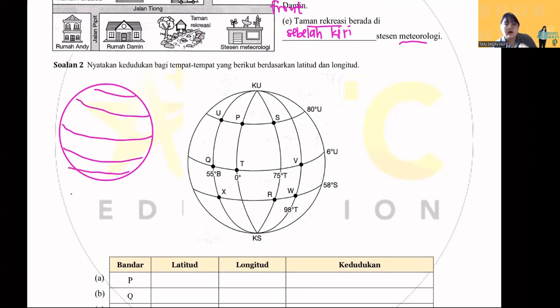Right? And the horizontal line is named as what? Named as latitude. Horizontal line, latitude. And we have the vertical line. We call it longitude. Okay. Latitude is horizontal, longitude is vertical lines. Now, let me go through the names with you quickly.